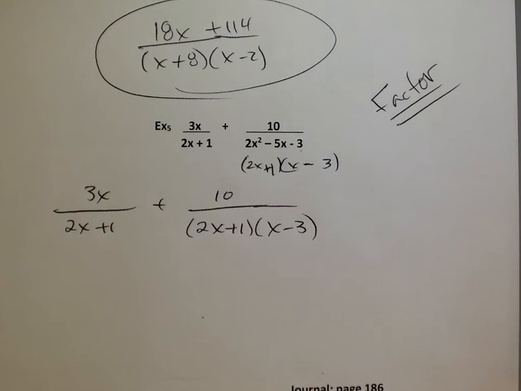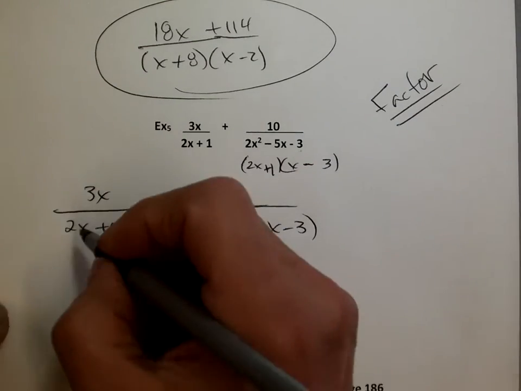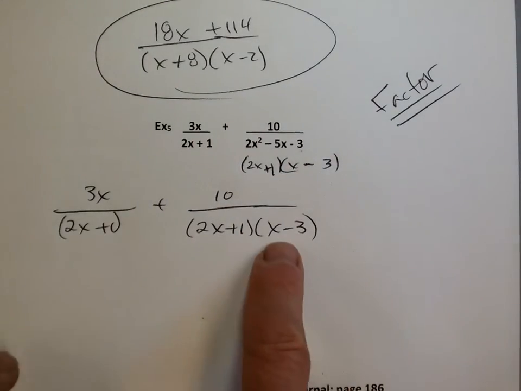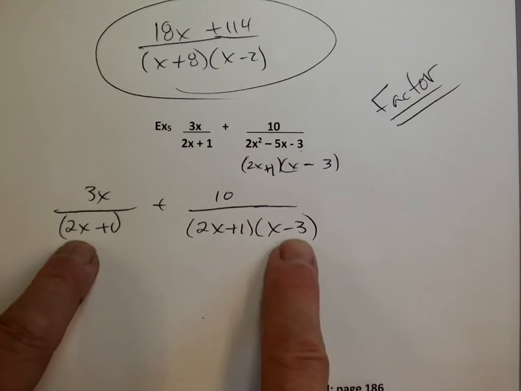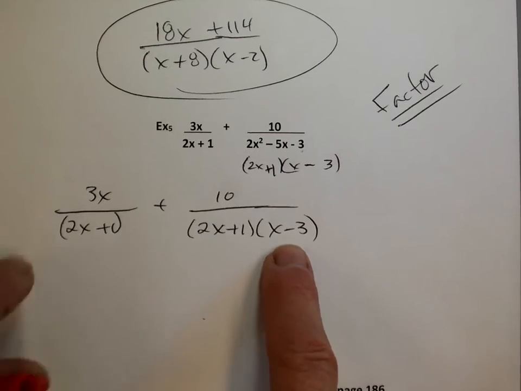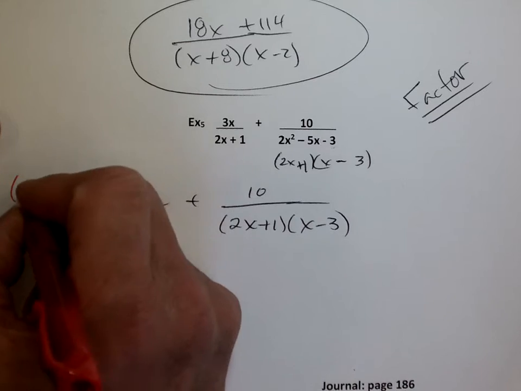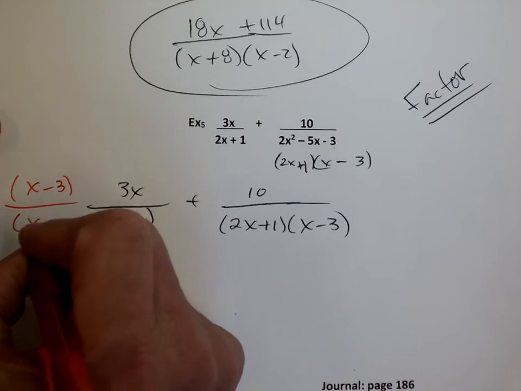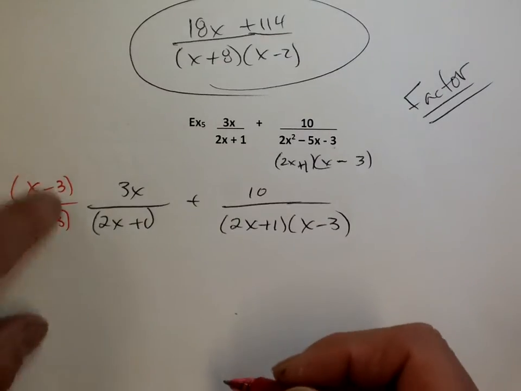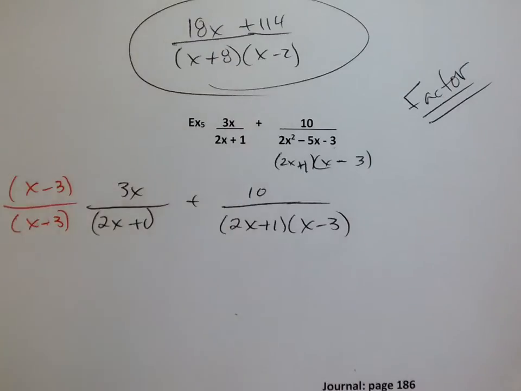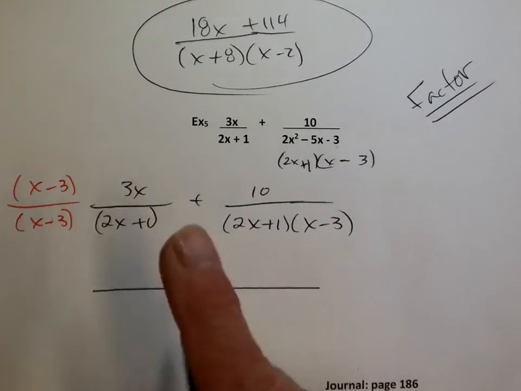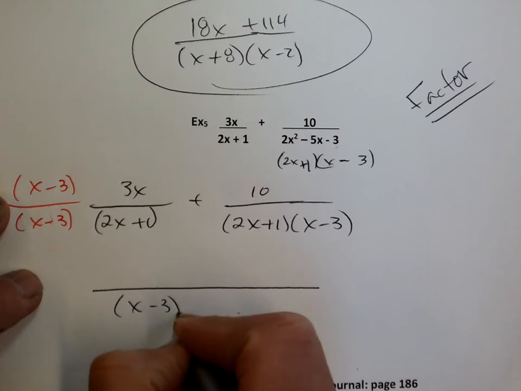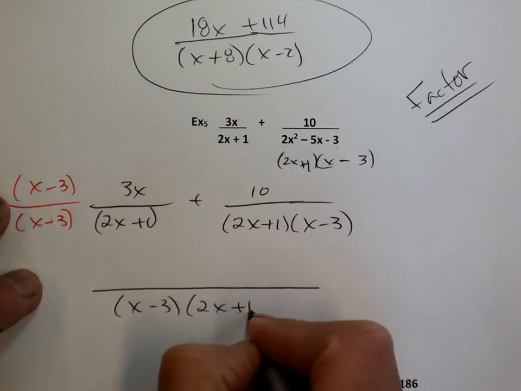Okay, so now I factored. A big deal? Well, it is kind of a big deal because remember, this is like having parentheses here. What does this second fraction have that this first fraction doesn't have? An x minus 3. It has a 2x plus 1, but it needs an x minus 3. So I'm going to give it an x minus 3. So I'm going to multiply both sides by the x minus 3 over the x minus 3. Property of 1, that's why you multiply both top and bottom the same. So what does this do? Well, I know I have a common denominator, and it happens to be this x minus 3 times this 2x plus 1.